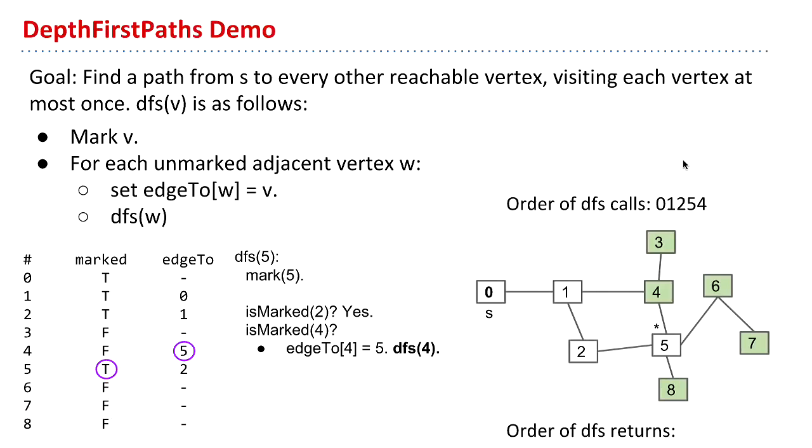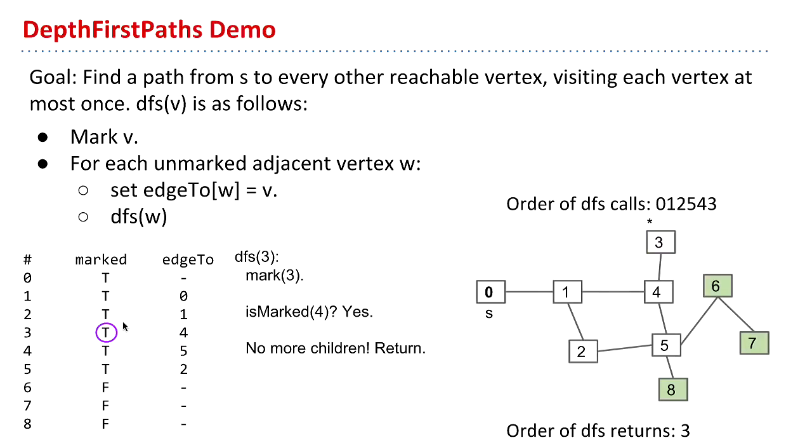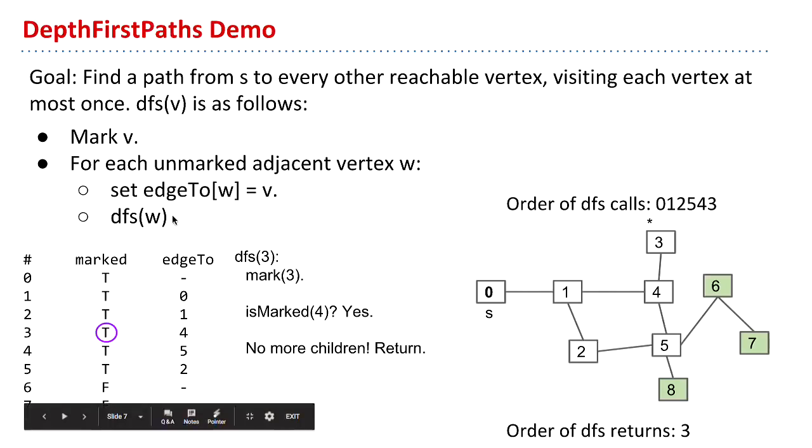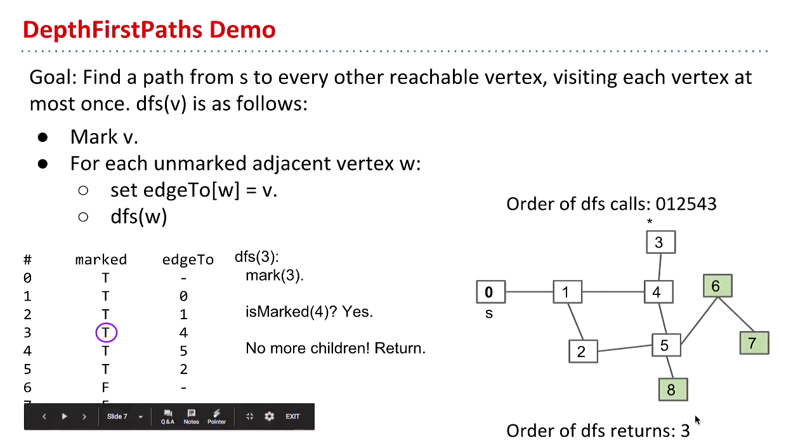So those are my order of DFS calls. We keep going along, and at this point, you kind of know what the story is going to be, and I encourage you to look at this again later. But the next thing I think that happens that's actually interesting is when we get to 3. So when we call DFS of 3, we're not going to change anything other than marking 3, but we're not going to set any edgeTo variables. So there's only a purple circle on the left, and at this point there's no more children, so we just return. And so the first return that we actually have is DFS of 3. Okay, so that's the first call to DFS that returns. What will happen when we get back up to DFS of 4?